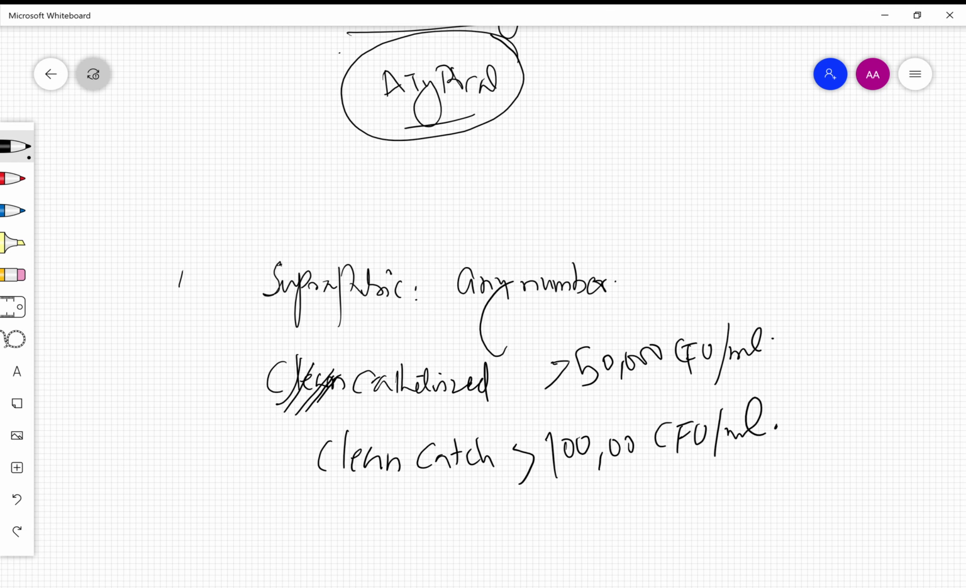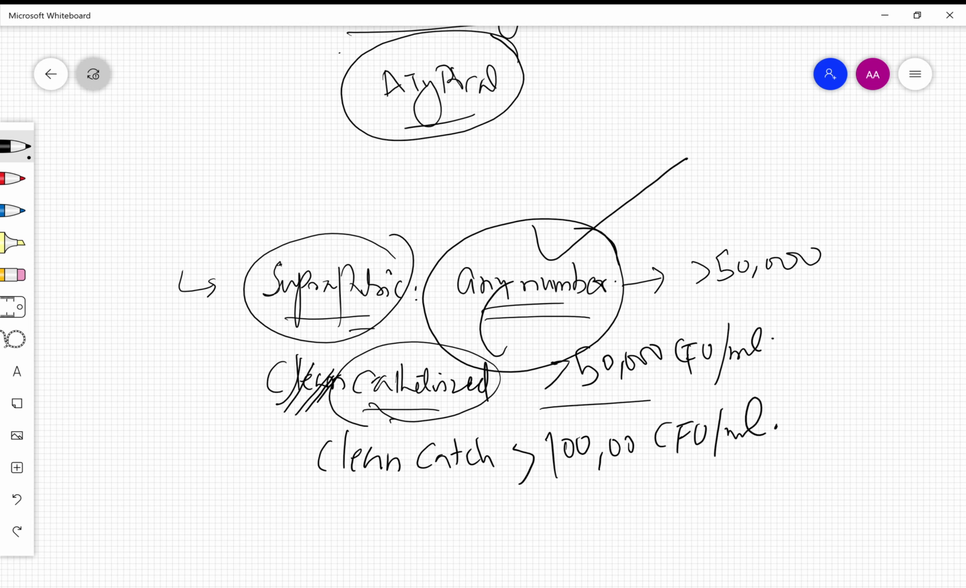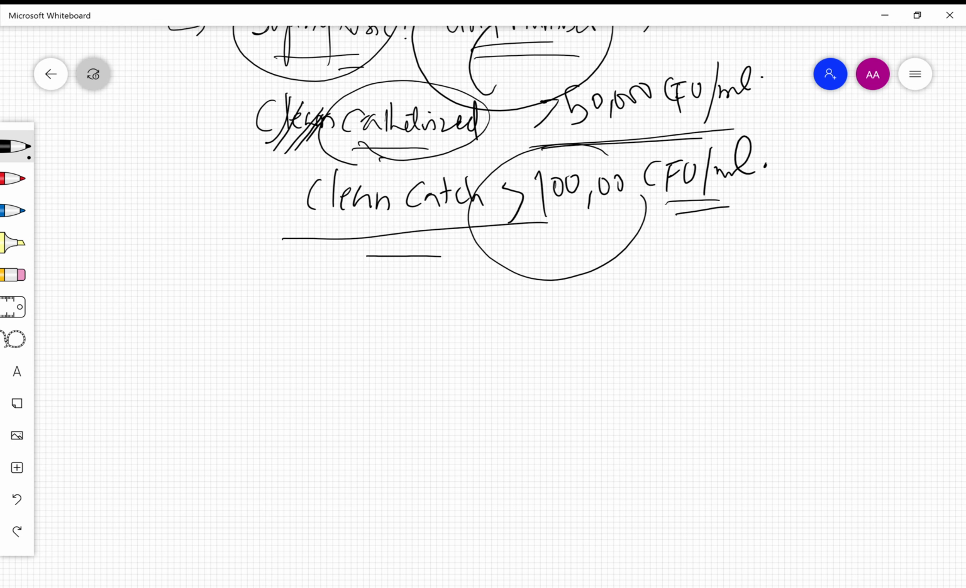So what is the significant count? For a suprapubic sample, any number is significant. Some authorities say that for suprapubic you also need greater than 50,000, but the consensus is that any number is significant here. For a catheterized sample you need greater than 50 colony forming units per ml, and for a clean catch sample you need 100,000 colony forming units per ml. No culture should be done on a urine bag or sticky bag sample.